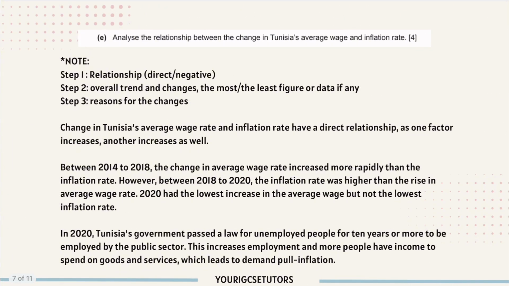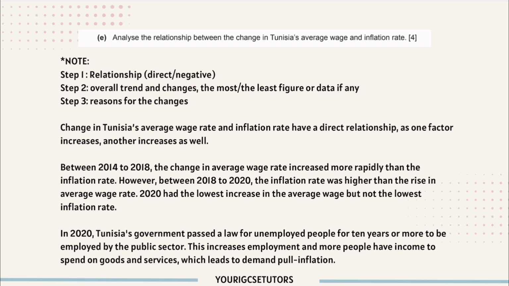Question E. Analyze the relationship between the change in Tunisia's average wage and inflation rate. So when you see this question, analyze the relationship, there are three steps you need to consider. First one, you need to state the relationship, whether it is direct or negative. And step two is to say the overall trend and changes. And you can also state the most or the least figure or data if there's any information about it. And step three is the reasons for the changes here. Okay, let's see a sample answer.